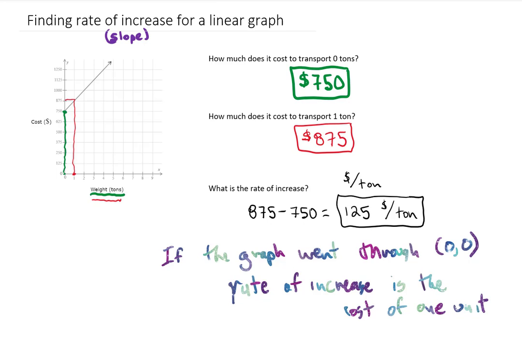So this does not happen all the time. It doesn't happen in this case because it didn't go through 0, 0. It went through 0, 750. So you can always get the rate of increase by subtracting the two values from the 1 ton and the 0 ton. But if you're lucky and your graph goes through the 0, 0, you have a nice little shortcut that can make it a little faster for you.